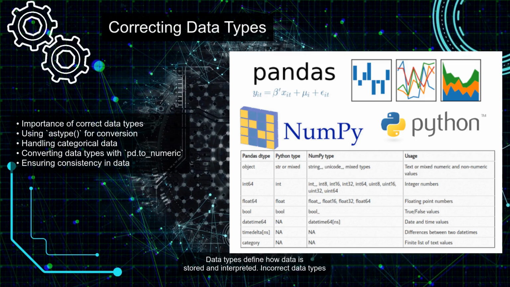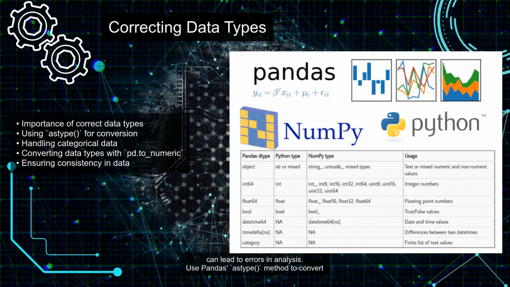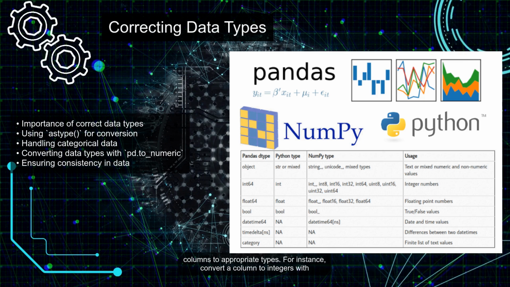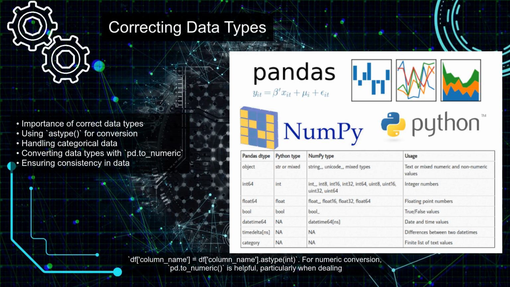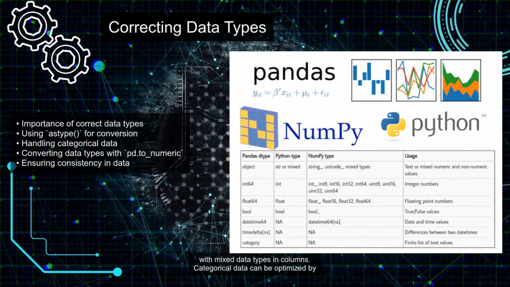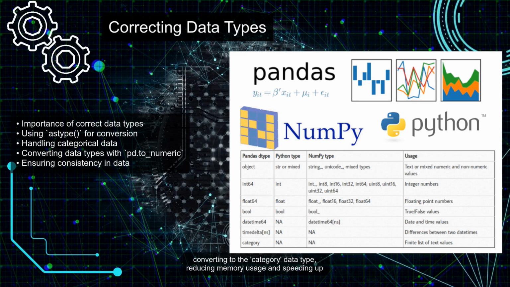Data types define how data is stored and interpreted. Incorrect data types can lead to errors in analysis. Use pandas astype method to convert columns to appropriate types. For instance, convert a column to integers with df['name'] = df['name'].astype(int). For numeric conversion, pd.to_numeric is helpful, particularly when dealing with mixed data types in columns.